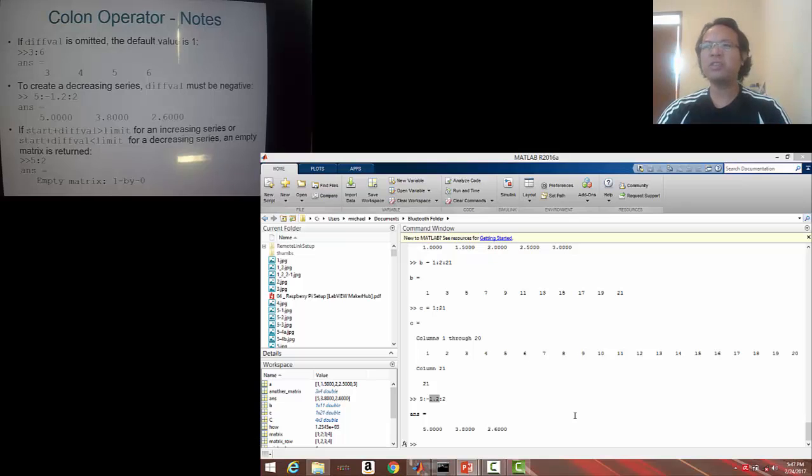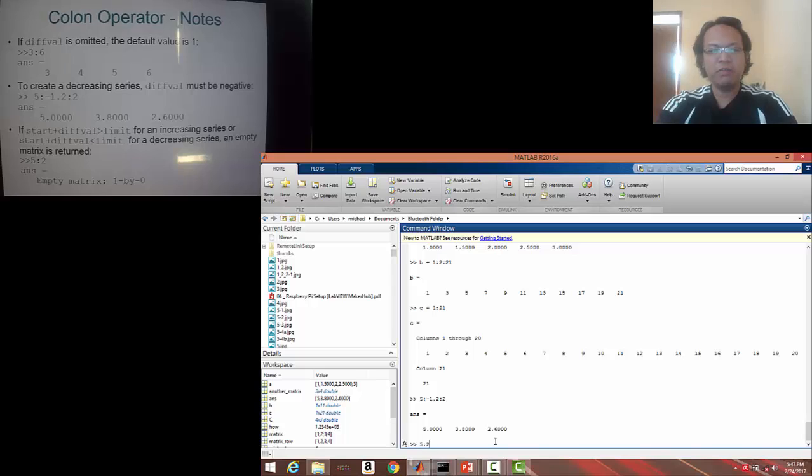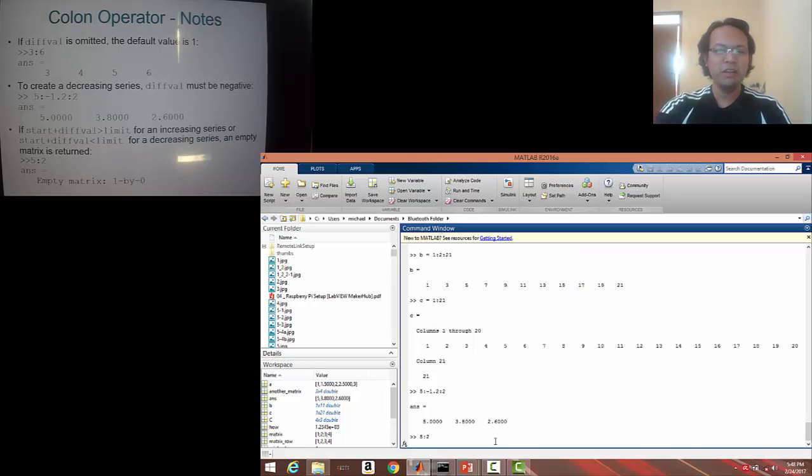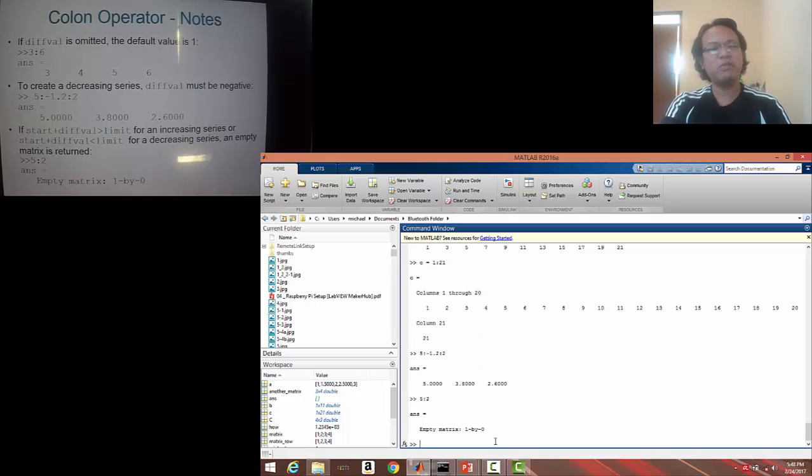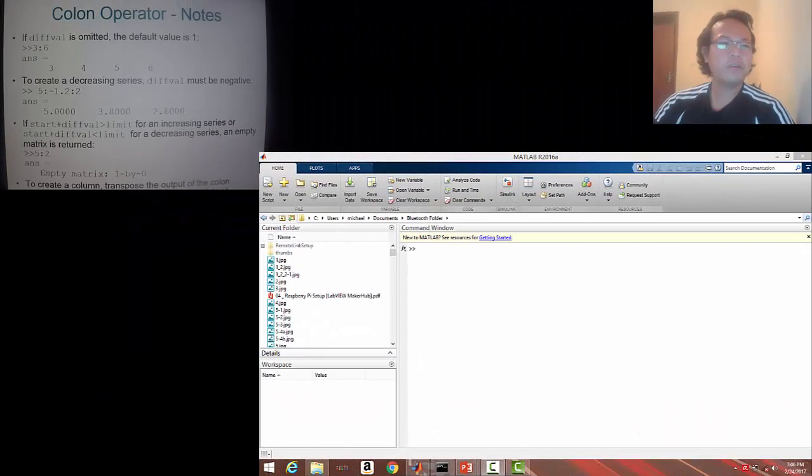If you make a mistake, you started from 5 and then you end with 2, so 5 to 2, there will be no value here because we didn't put the common difference. And remember, the default here is 1, it's not -1. If you say 5 to 2, that's 1 by 0, it's nothing. Okay, so I clear here, and I also clear the workspace so that everything will be fine.